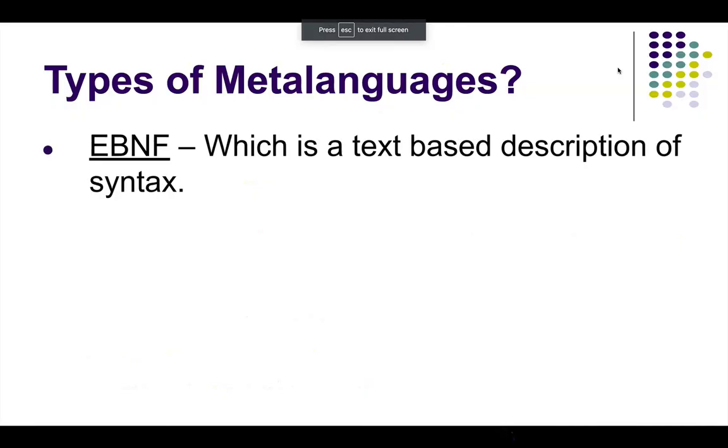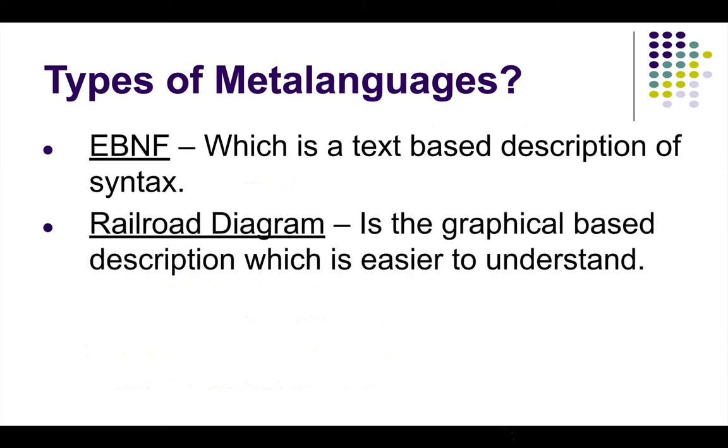So, the two types of metalanguages: EBNF, which is a text-based description of syntax. So you'll notice those A, B, C, and D of that first question, it was like text-based with weird brackets and weird equal signs. Or railroad diagrams, which were those weird curly lines and circles, brackety things. Yeah? So there's two different metalanguages, text-based or graphics-based. Text-based is EBNF. Railroad diagrams are a graphical base.